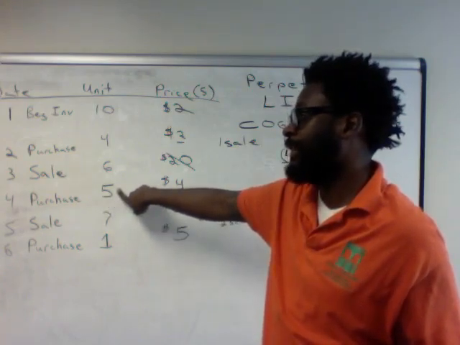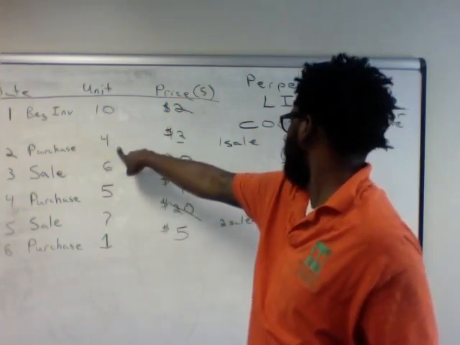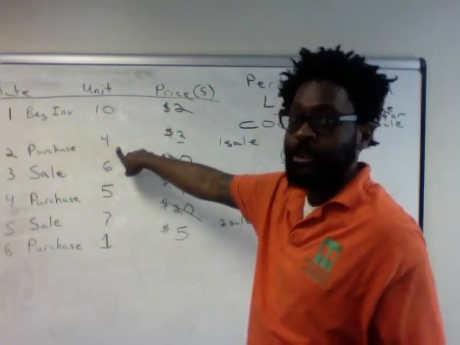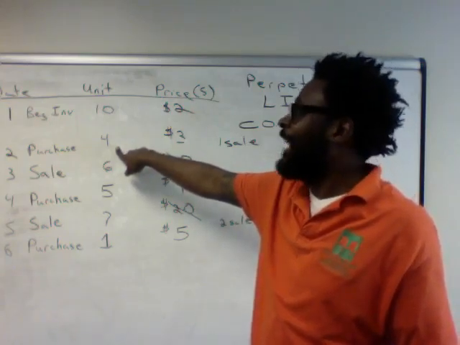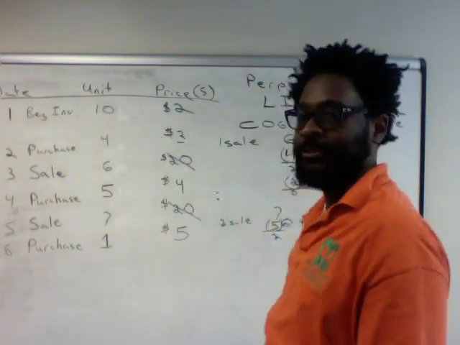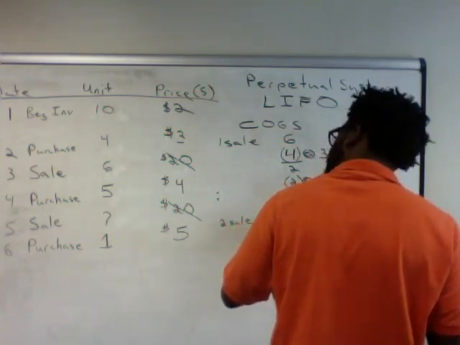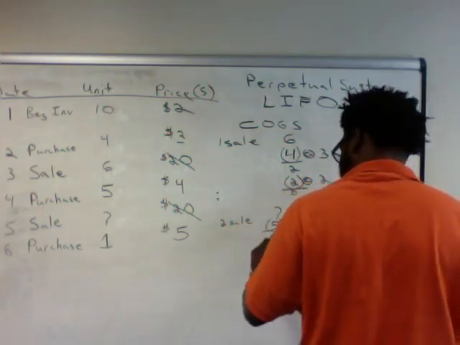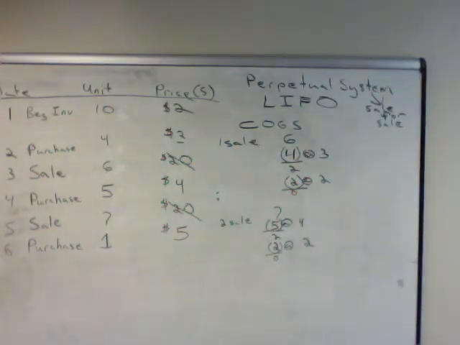We already sold 5 out of there, so where are the other 2 coming from? Are they coming from this purchase here, 4 at 3? No. We already sold them. So where do they have to come from? Beginning inventory. So 2 units from beginning inventory at $2. And now we have successfully looked for those total 7 units.